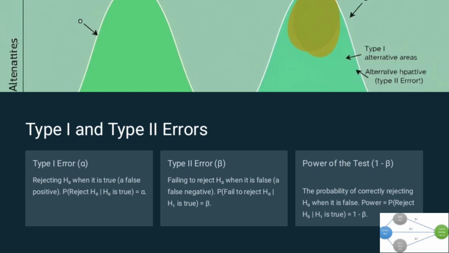Power of test, 1 minus beta. Power is equal to P(reject H0 | H1 is true), which equals 1 minus beta. The probability of correctly rejecting the null hypothesis when it is false. It represents the ability of the test to detect a true effect or difference.